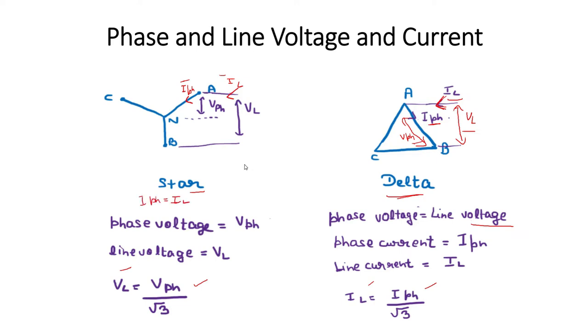So in star, phase current is equal to line current, but in delta, phase voltage is equal to line voltage. In star, line voltage is equal to root 3 times phase voltage, and in delta, line current is equal to root 3 times phase current.